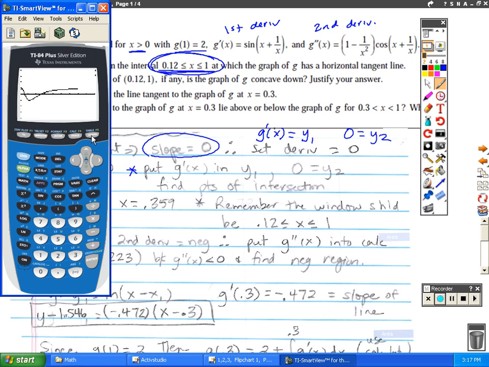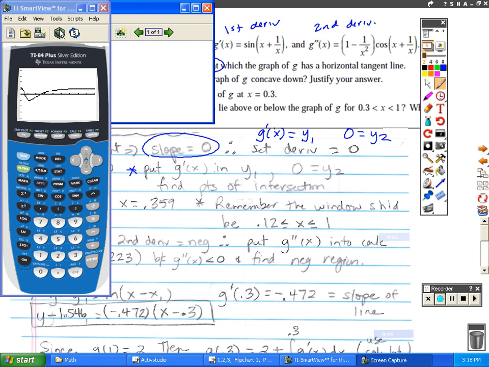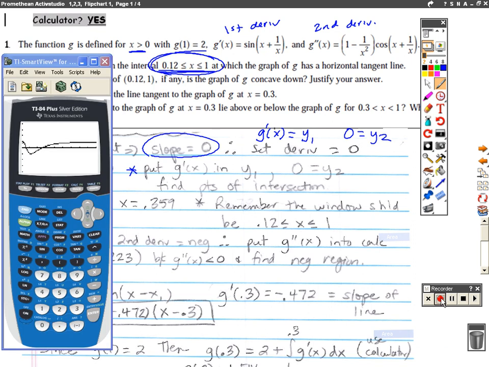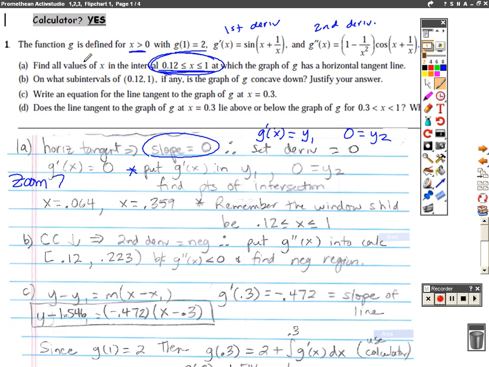And so I can clearly see that there are 2 points of intersection where the first derivative is equal to 0. And I'm going to use my calculator by doing a second calc, number 5, enter, enter, enter, and it will find the point of intersection that it's closest to always. And that's how I got my answers. And so that's how I got my answers of 0.064 and 0.359 just by using the calculator.